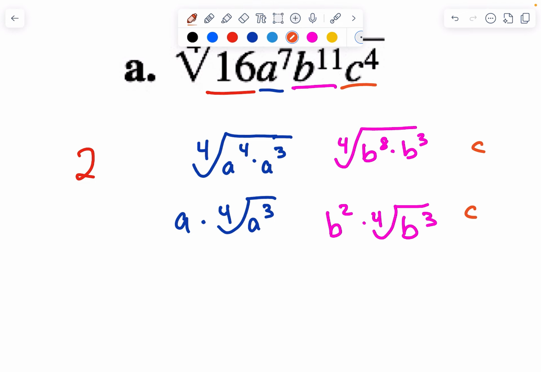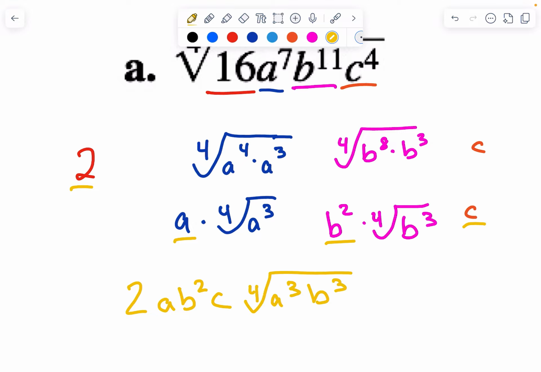You don't have to do it this way. I was just trying to show you how I think about it in my head. Now I'm going to put it all together. So the final answer would be 2c a, well, actually, I'll put it in alphabetical order, because why not? 2a b squared c, so I'm just taking all the quantities outside the radical, times the 4th root of a cubed b cubed. So now I just took the ones that were left over and put them inside, okay?